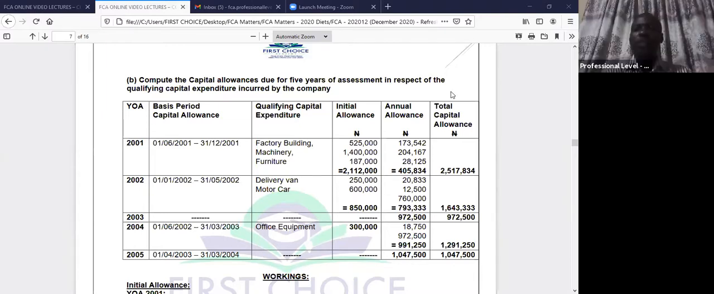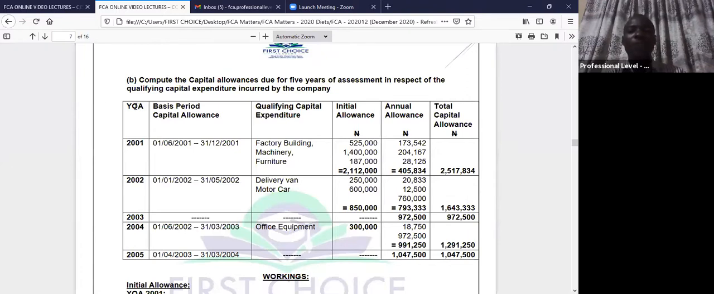So sorry for the break in transmission. So sorry. We are now in the B part of the question. Compute the capital allowances due for 5 years of assessment in respect to the qualifying capital expenditure incurred by the company. So what do we do there?